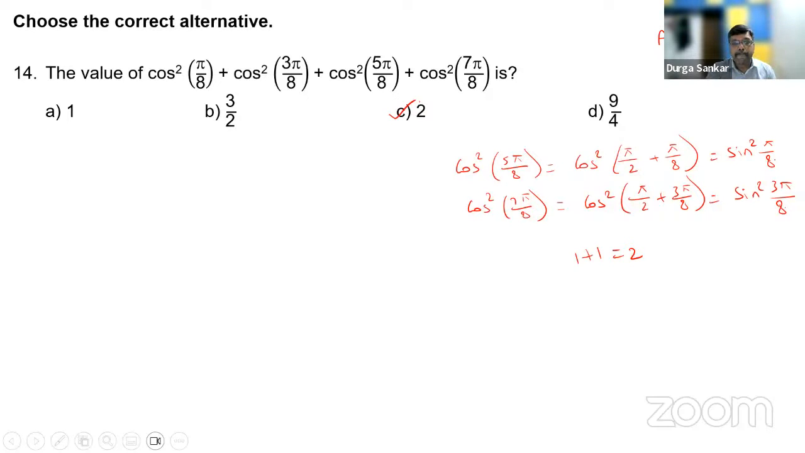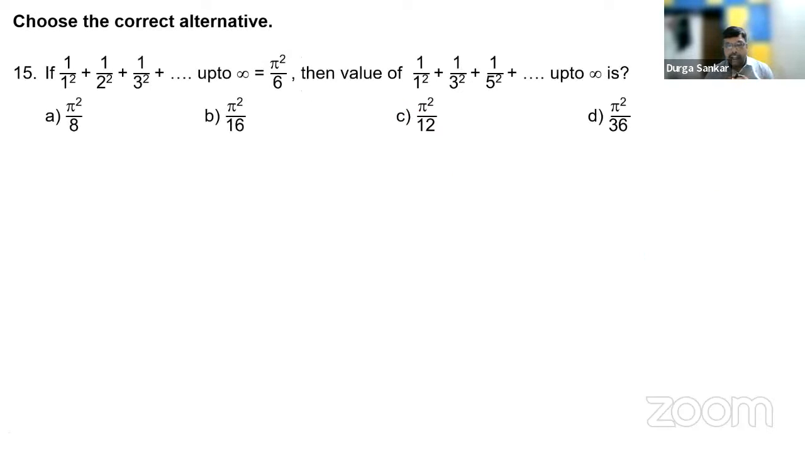Next one. If 1 by 1 square plus 1 by 2 square plus 1 by 3 square so on till infinity is pi square by 6, then the value of 1 by 1 square plus 1 by 3 square plus 1 by 5 square so on to infinity is.